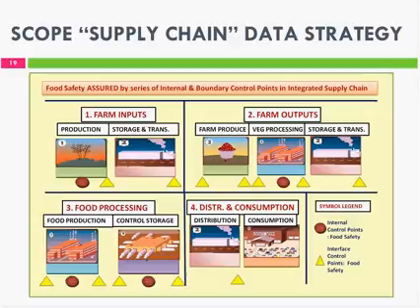That kind of summarizes what I was talking about previously: the scope of data strategy as it relates to supply chain. And what it does is it shows, in the upper left-hand corner, farm inputs.